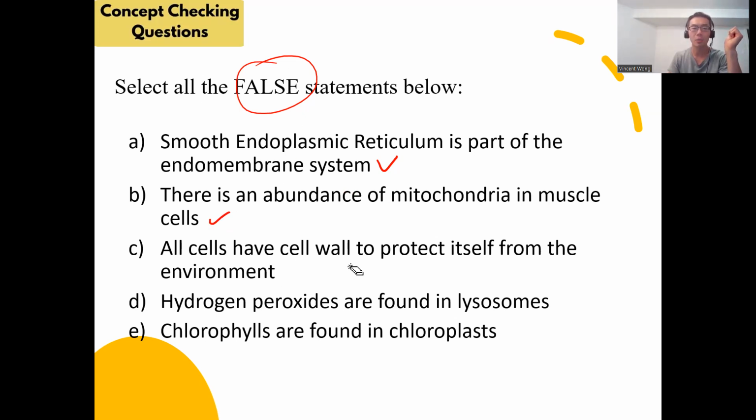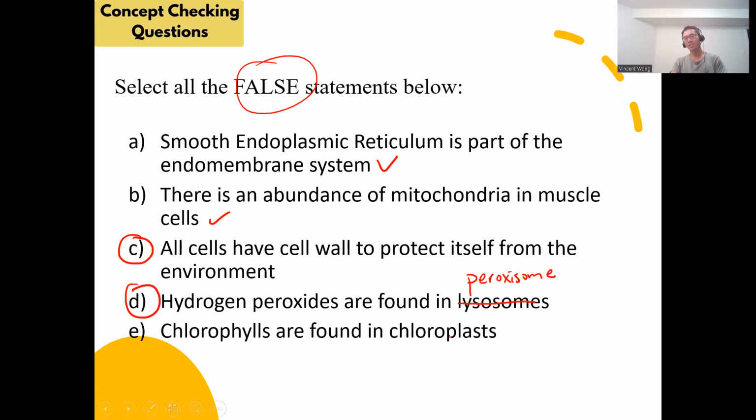All cells have a cell wall to protect themselves from the environment. That's not true. Human cells, for example, do not have cell walls. Hydrogen peroxide is found not in the lysosome, right? It's found in the peroxisome. So that is false.